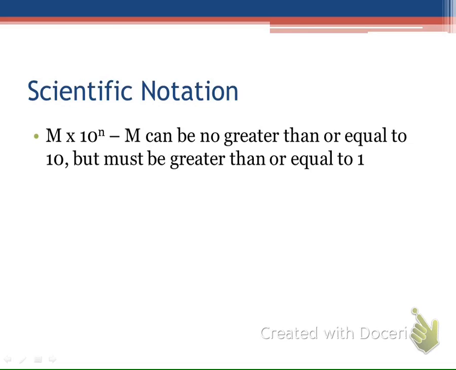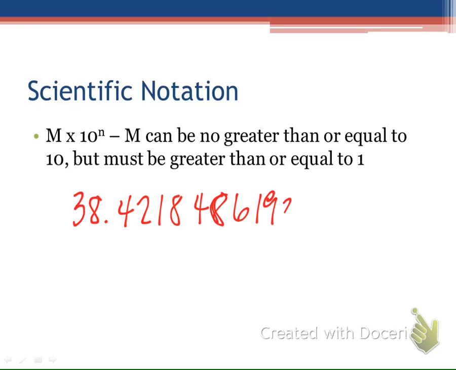Okay, so what if I have a number like this? 38.42184. Really big number, really small number? Not really either of those. It just has a lot of decimal places. So how do I express this number in scientific notation, if I just want, let's say, 2 decimal places? What is it? 3.84 times 10 to the what? First. Times 10 to the first.